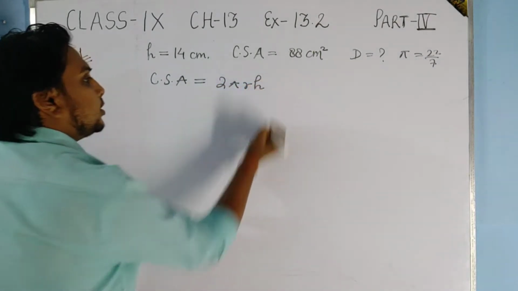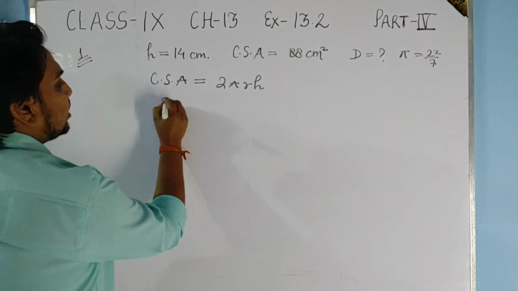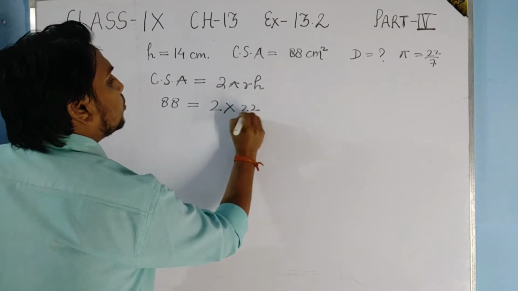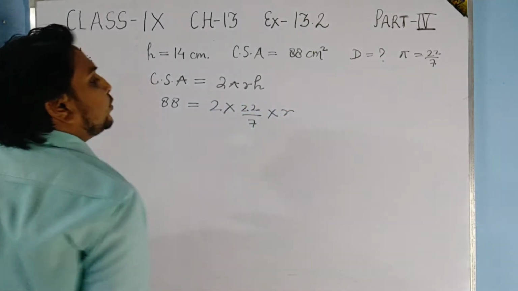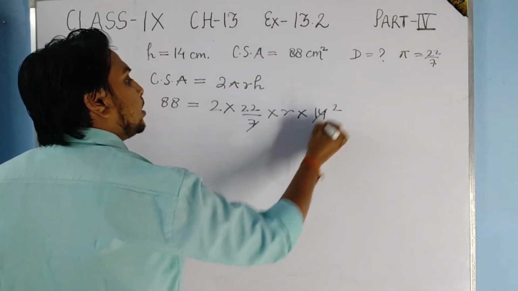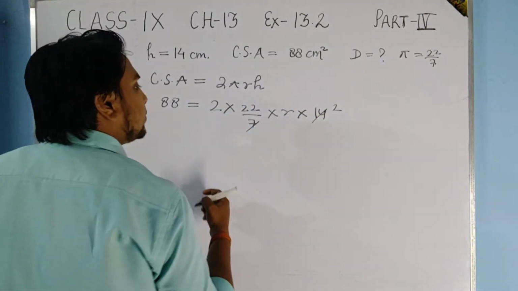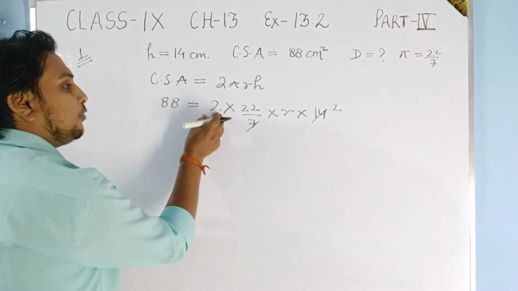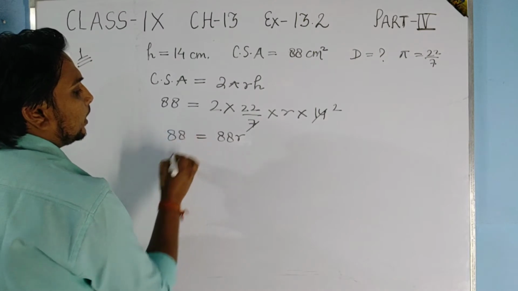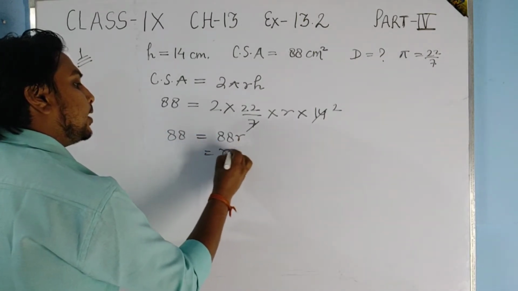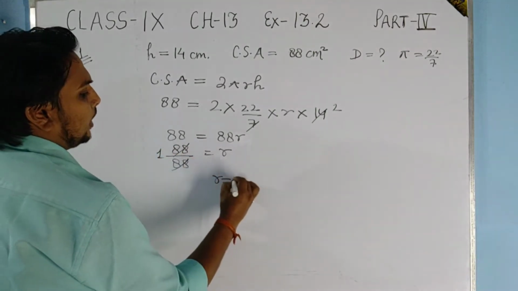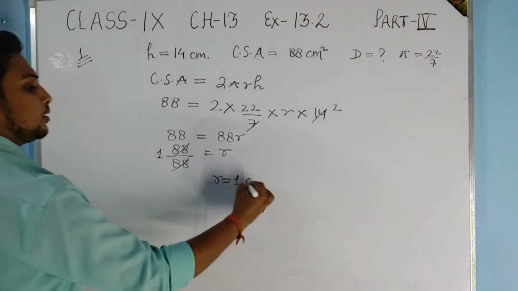So students, we know very well that a cylinder has its curved surface area equal to 2 pi r h. It is given that its curved surface area is 88 centimeter square, so 88 is equal to 2 times 22/7 times r times 14. Radius we have to find, and height is given 14. Now cut 14 with 7, which gives 2 times. Here 22 2s are 44, 44 2s are 88. So it will be 88r is equal to 88, and like this we get the value of r as 1. So r is equal to 1 centimeter.